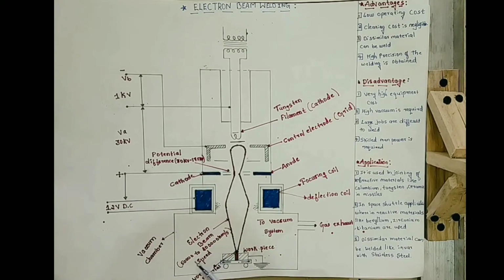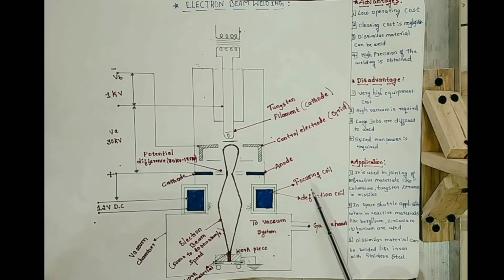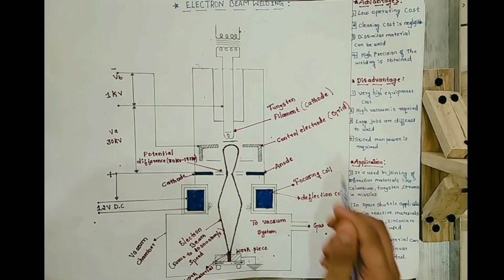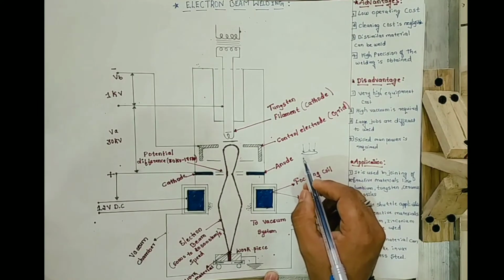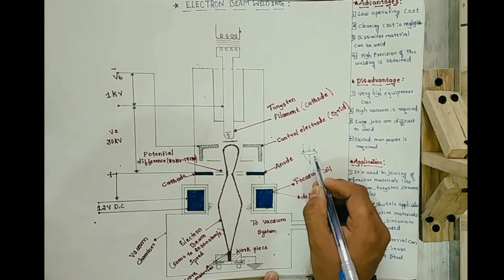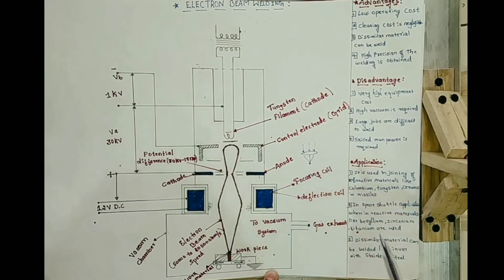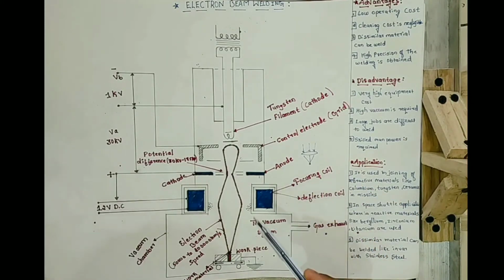The electron beam reaches a speed of 50,000 to 2 lakh kilometers per second when it crosses the anode and cathode. Then that high speed electron beam passes through the focusing coil and deflection coil. The focusing coil works similar to a concave lens. Just as a concave lens focuses all beams on one point, similarly the focusing coil focuses the electron beam on the workpiece.